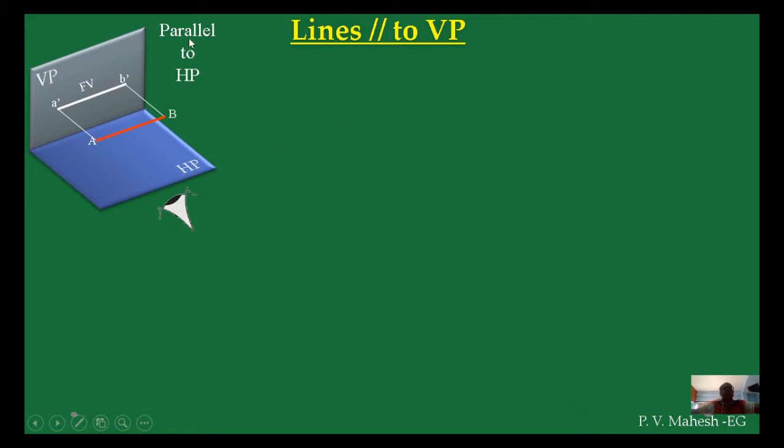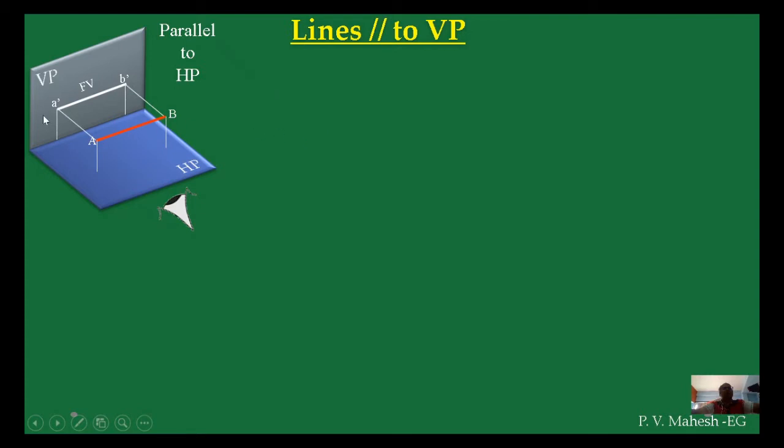And here the line is parallel to HP as well. So the distance of A and B from HP is also equal. Okay, so in the question they will give the distance of point A from HP as well as the distance of the point from VP, or the distance of the point from HP. So these are the things we have to look for in the question.